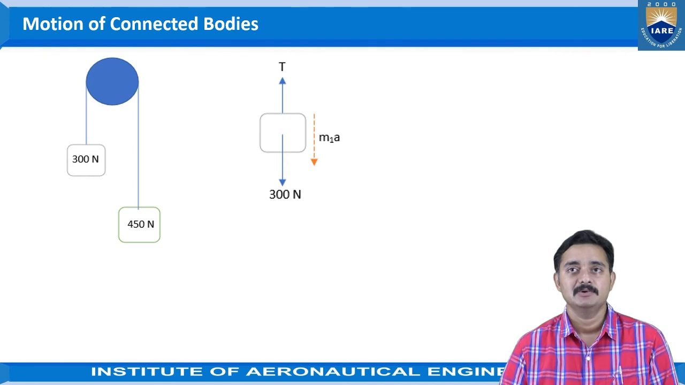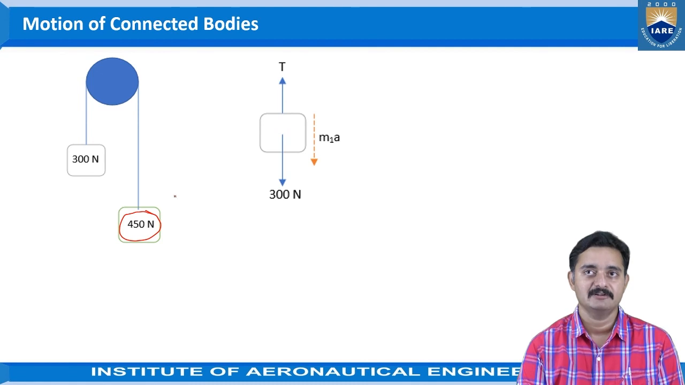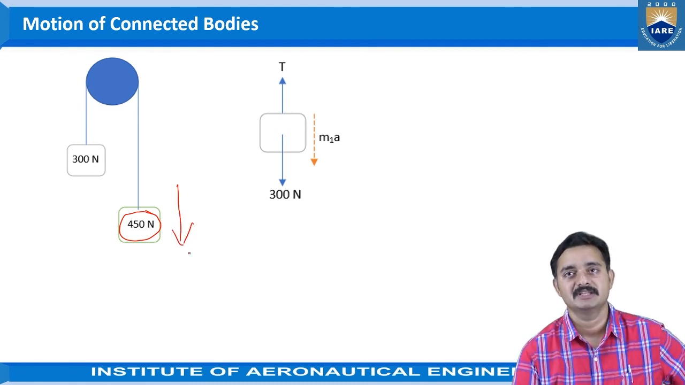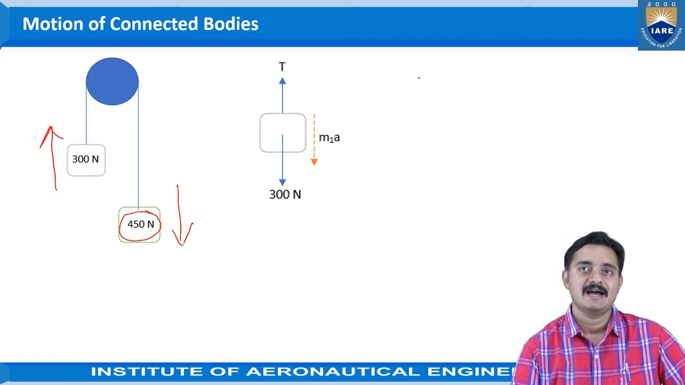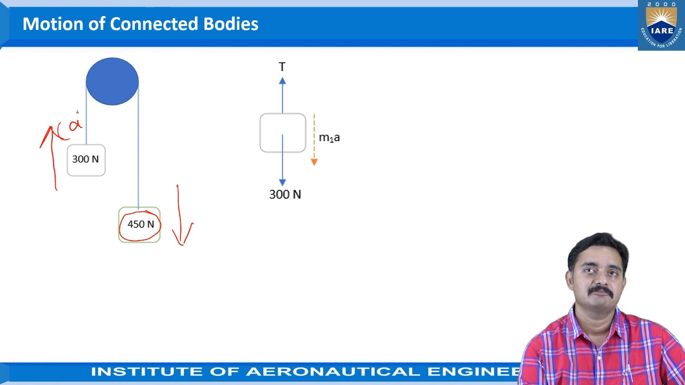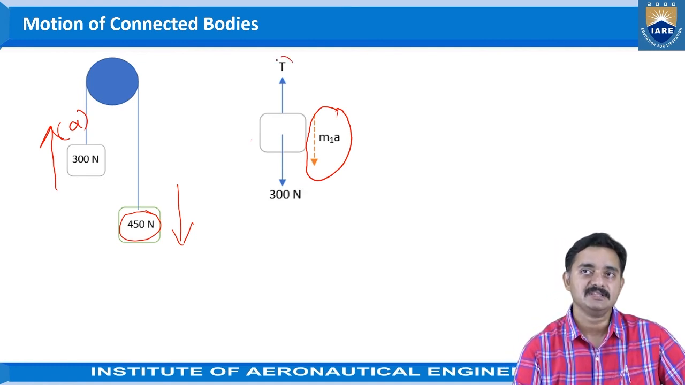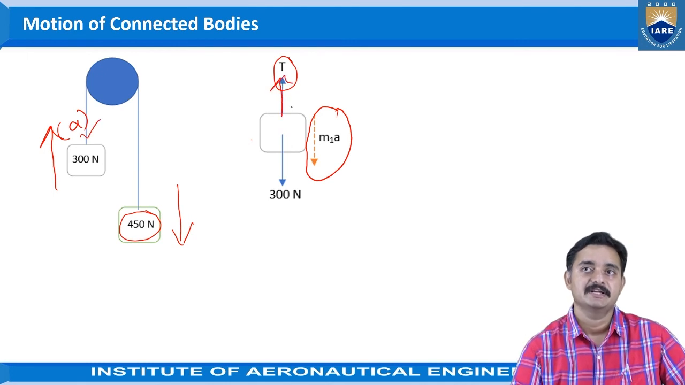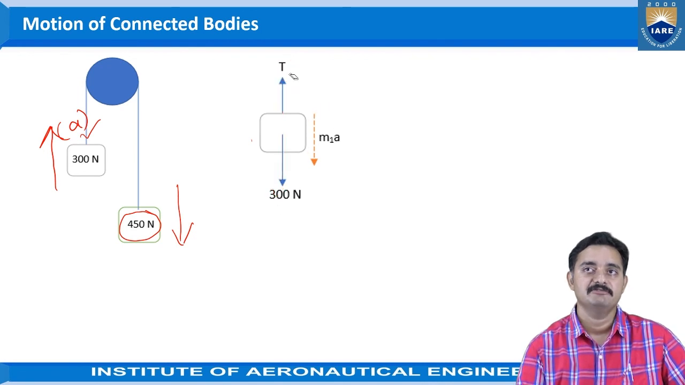For the 300 Newton object, what we are doing is this. As this 450 Newton is of higher weight, we are considering that the object is moving in the downward direction here. So 300 Newton is moving in the upward direction. As this 300 Newton is accelerated upward, we are representing the inertia force in the downward direction, and the tension T for this connected string is given in the upward direction, and the weight of the 300 Newton object is shown downward. Always the weight of the object will be acting in the vertically downward direction.